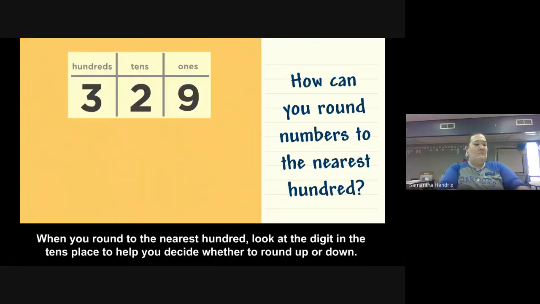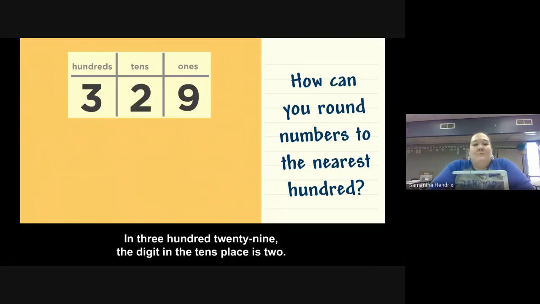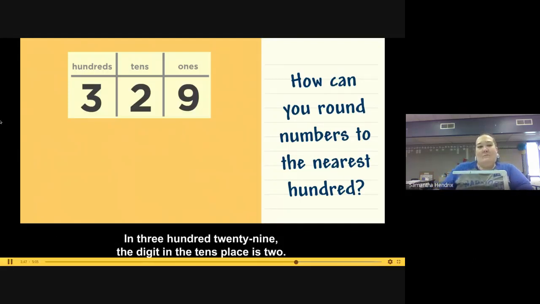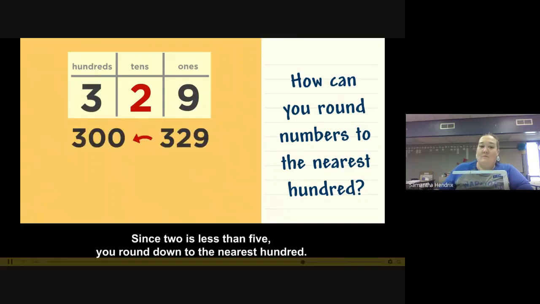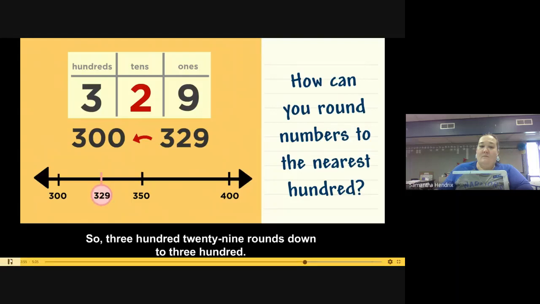When you round to the nearest 100, look at the digit in the tens place to help you decide whether to round up or down. In 329, the digit in the tens place is 2. Since 2 is less than 5, you round down to the nearest 100. So 329 rounds down to 3.